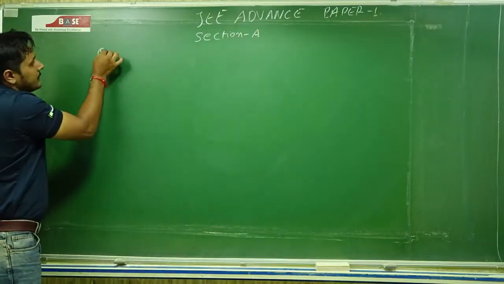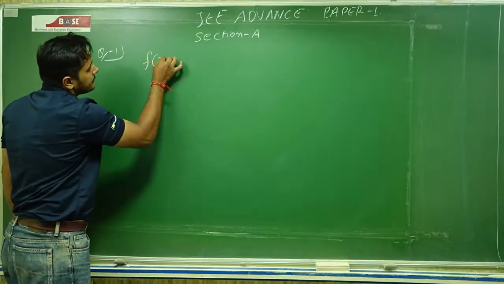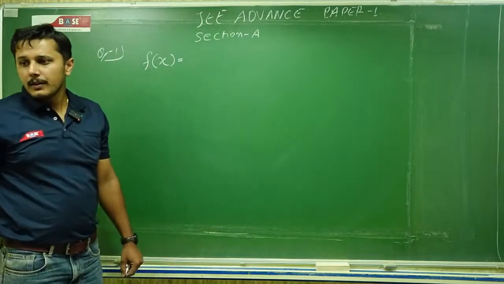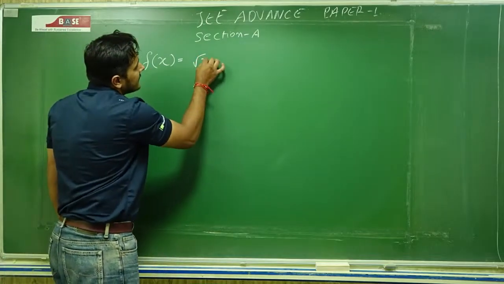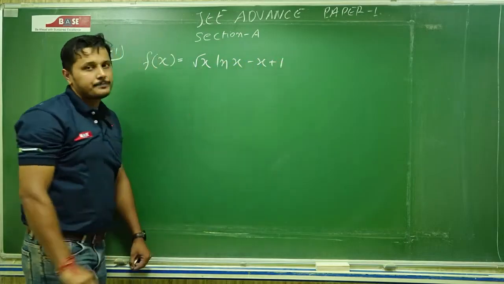So let's start with question number 1. It's a question based on functions. They are asking about the sign of the derivative, whether you have an increasing function, minima, maxima. So the function that is given to us is root x ln x minus x plus 1.